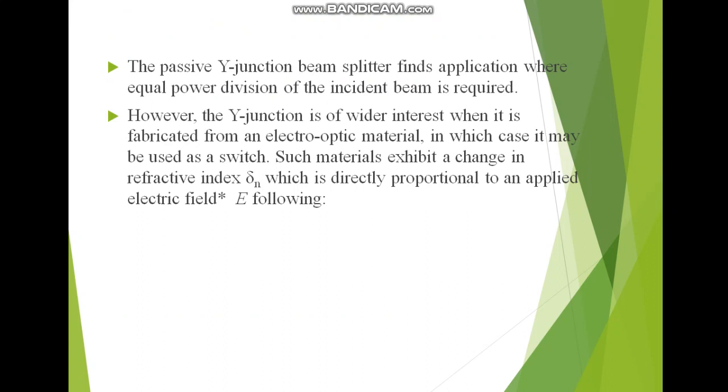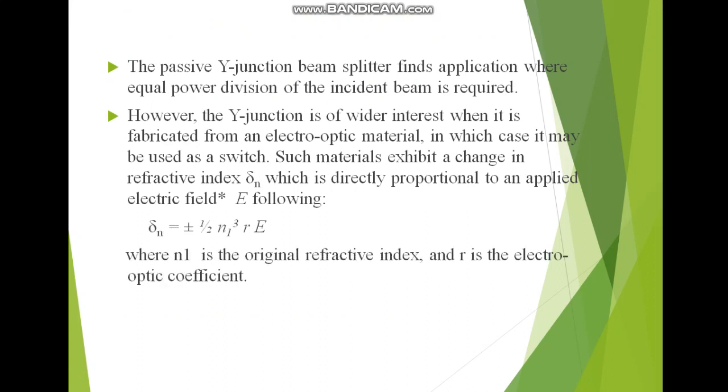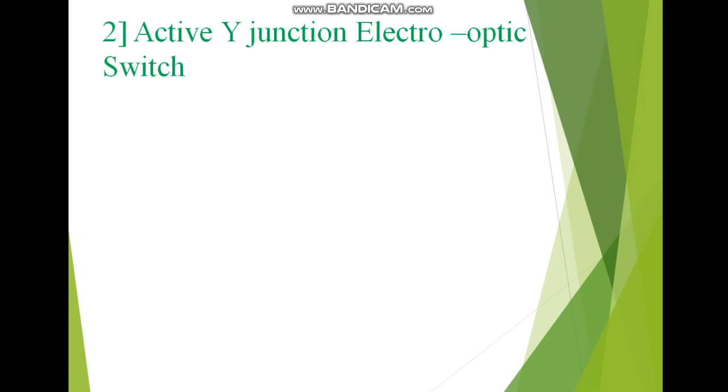Such materials exhibit a change in refractive index delta N, which is directly proportional to an applied electric field E, following the equation. This is the basic equation of refractive index change: delta N is equal to plus or minus half N1 cubed r E. N1 is the original refractive index and r is the electro-optic coefficient. Next we will discuss the active Y-junction electro-optic switch.